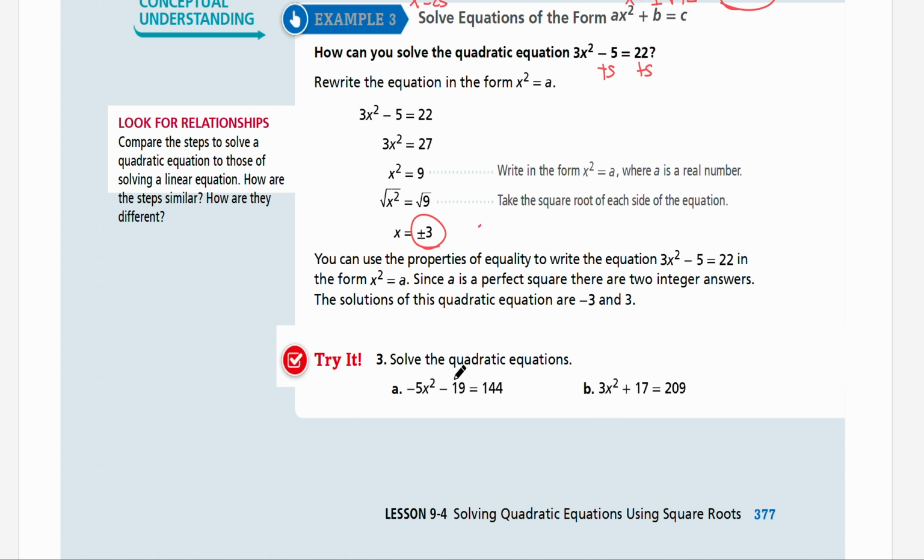So, yeah, it's basically the same as example 1 and 2, but you have more steps. Use the properties of equations. So solve the quadratic equations in try number 3. Pause the video, see if you can do it by yourself. Come back when you're ready for answers.